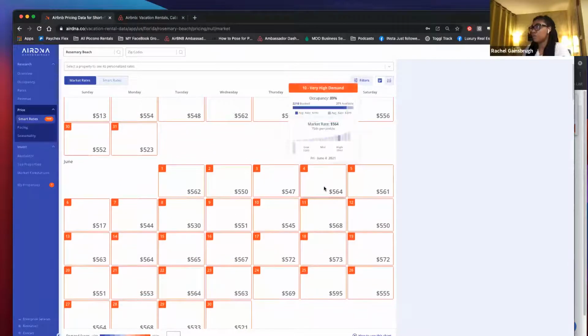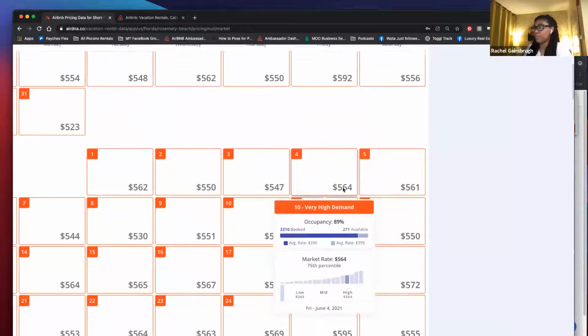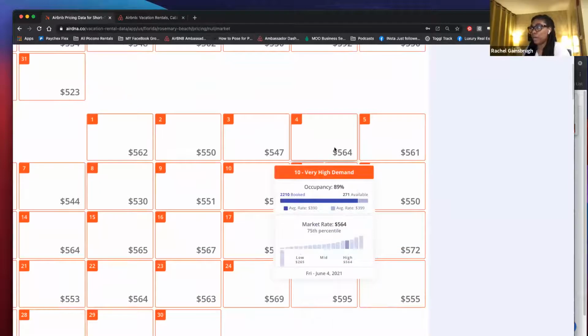Okay, so what's great about it is when you hover over this. As I hover on the 4th of July, what populates up here is 2,210 properties are already booked at an average of $390 per night. However, there's 271 properties still available, and the average rate on the listing is about $399 per night. Okay, so it's very high demand. It already has 89% occupancy. So I think this is really, really handy information.